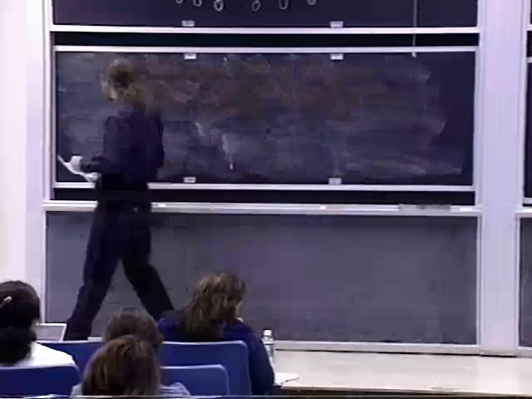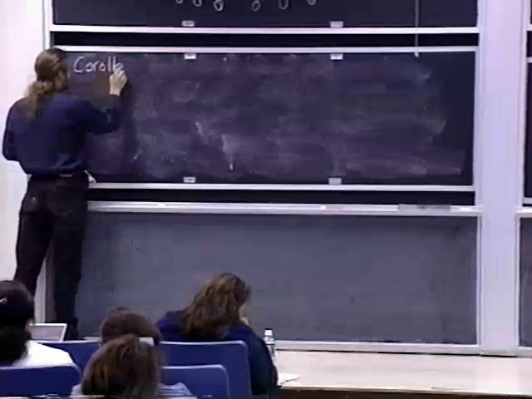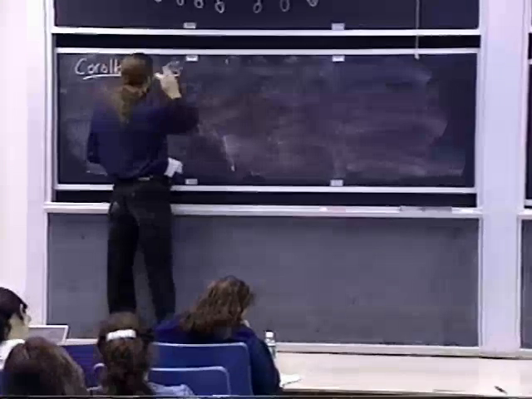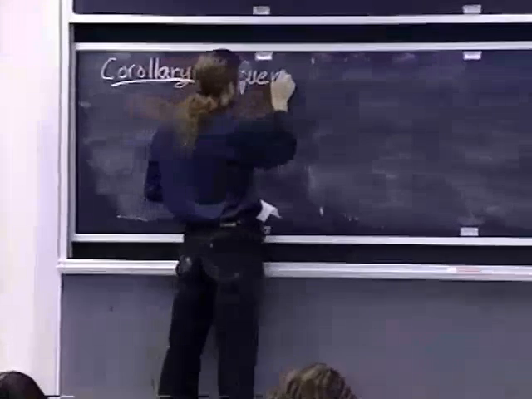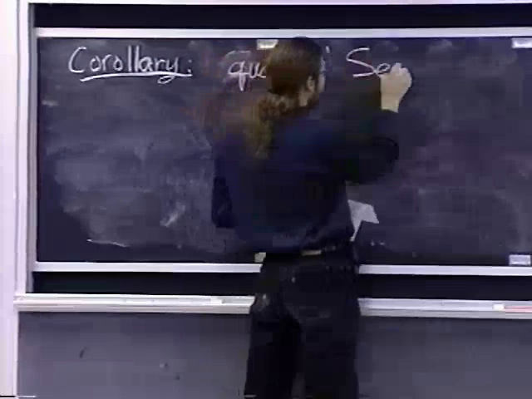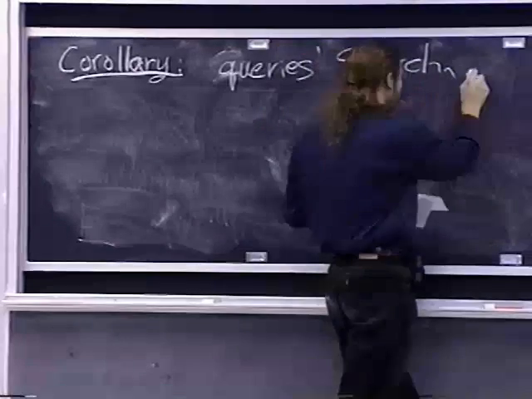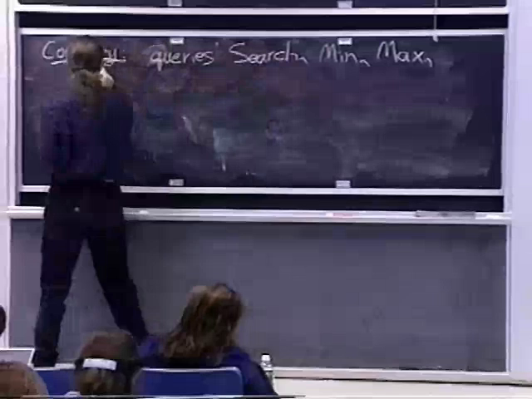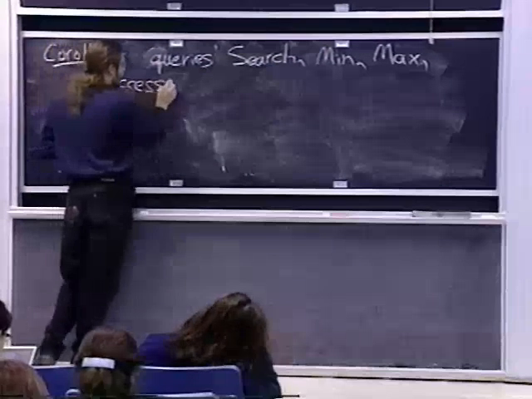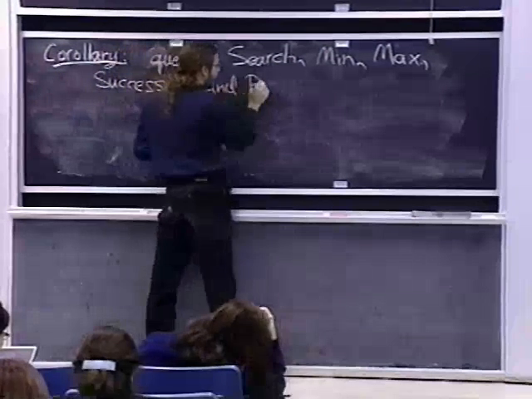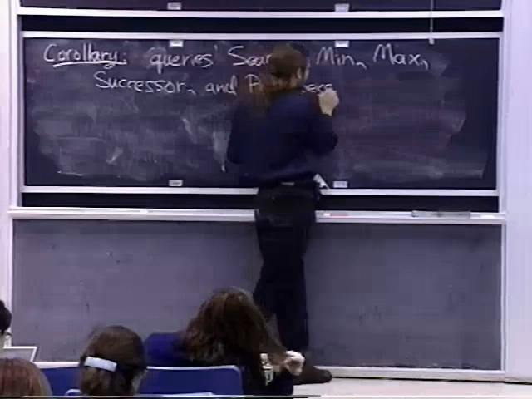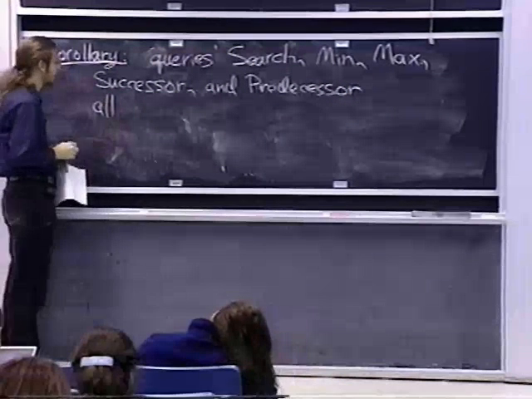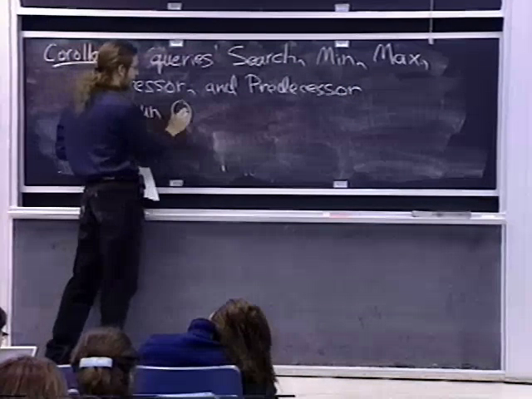Before I go there, I should talk about queries. So this is a corollary. There are a bunch of queries we might want to perform on dynamic sets. I believe we've seen all of them already from a couple problem sets ago. Search is the most important, but then there's min and max and successor and predecessor. Well, if we have a nice balanced tree with logarithmic height, we know they run in logarithmic time.